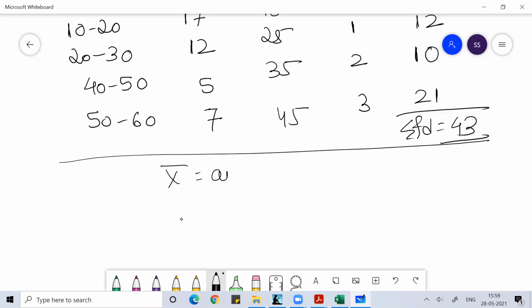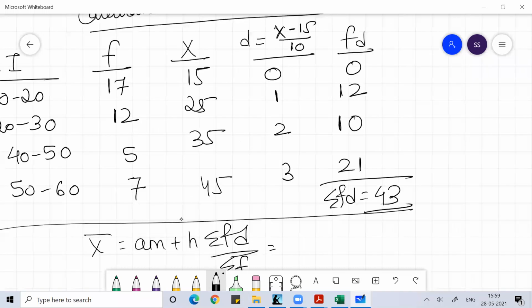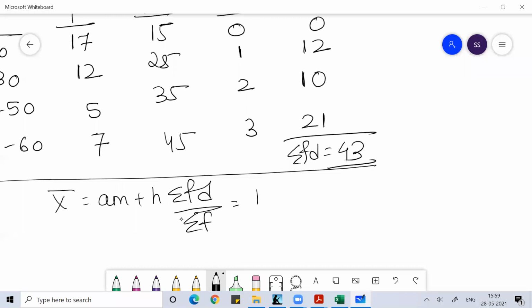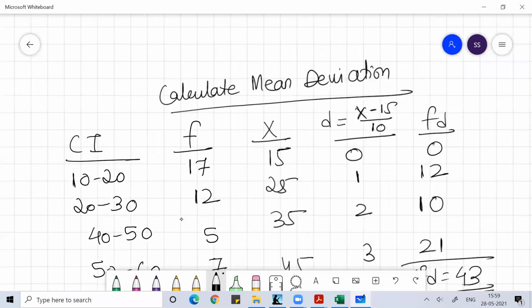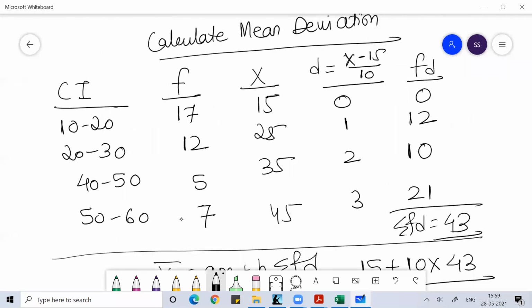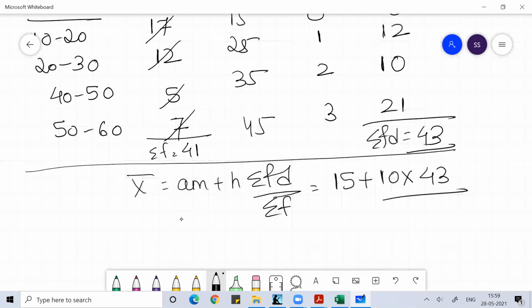Mean is equal to assumed mean plus H into sum of FD by sum of F. The assumed mean is equal to 15, plus H, where H is equal to 10, times sum of FD, which is 43, divided by sum of F. Sum of F is 17 plus 29 is... 29 plus 5, 34 plus 7, 41. You can just solve it.